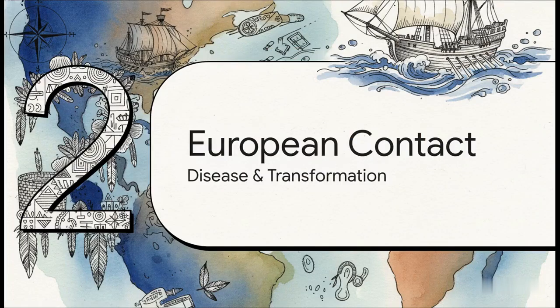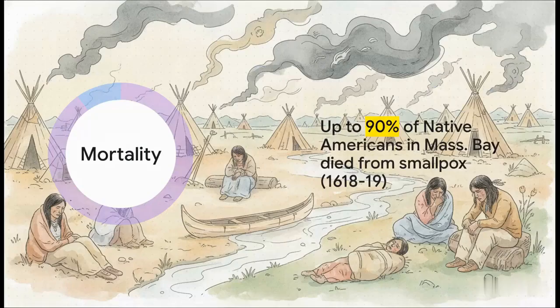Moving on to part 2, European contact and devastation. Starting in the 15th century, the arrival of European explorers completely and tragically reshaped the Americas. So the most devastating impact of European contact wasn't actually military, it was biological. The introduction of Eurasian diseases, which indigenous peoples had absolutely no immunity to, caused just catastrophic mortality rates.